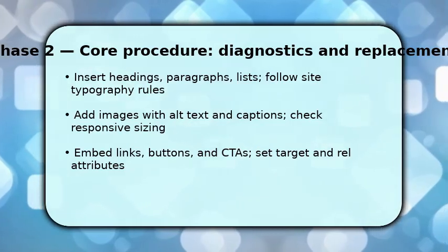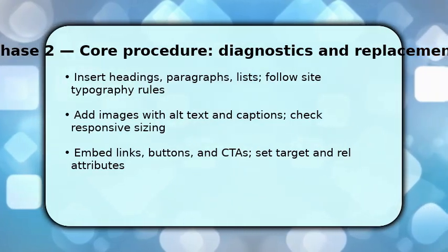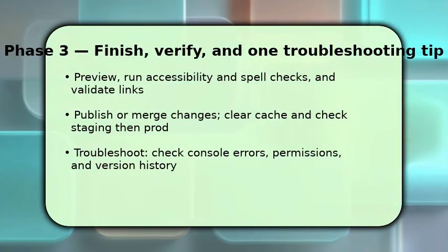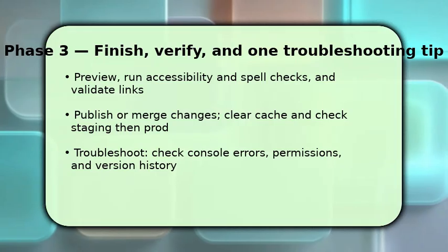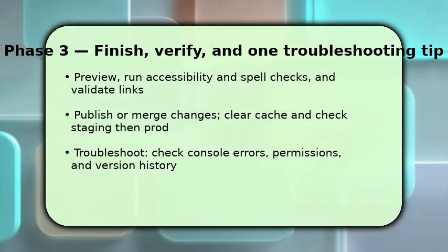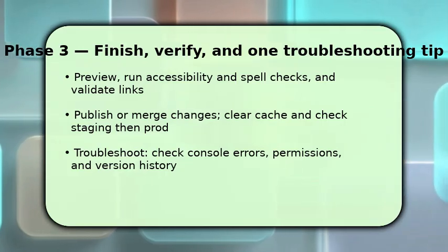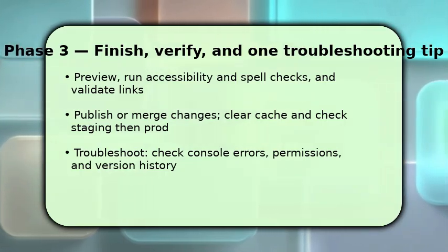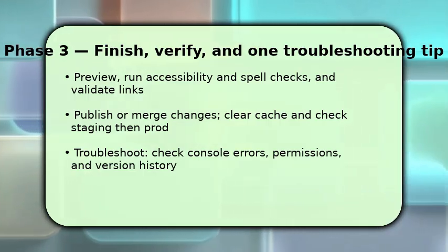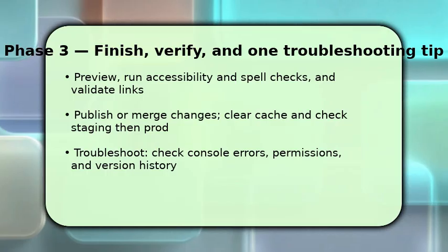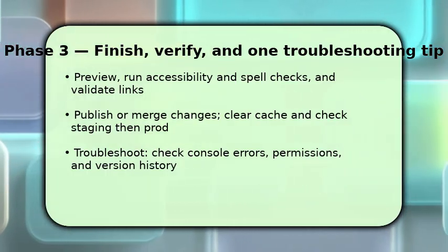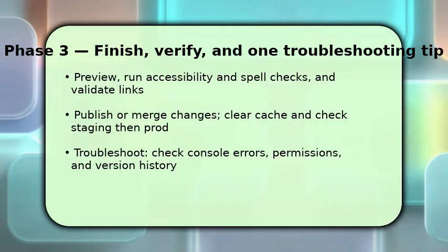You finish by reviewing and publishing with a checklist mindset. Preview the page, run accessibility and spell checks, and click every link. Once satisfied, publish or merge to main, then clear caches so users see updates. If something goes wrong, first inspect the browser console for errors, verify file permissions, and roll back using version history if needed. Make sure to communicate changes to stakeholders and monitor analytics in the first 24 hours to catch any unexpected behavior.